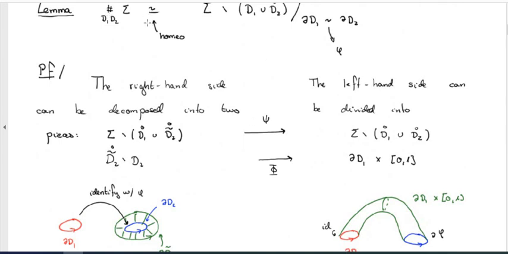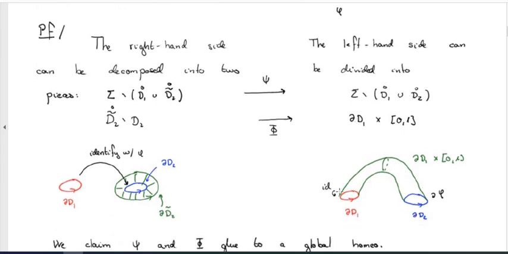Let me start maybe by analyzing the left-hand side. So the left-hand side has basically two pieces. One of them is sigma minus the disks, and the other piece is the cylinder itself. And here it's shown how these are glued. So we've said on this side we glue the cylinder to partial d1 by the identity, and here we glue it to partial d2 by phi.